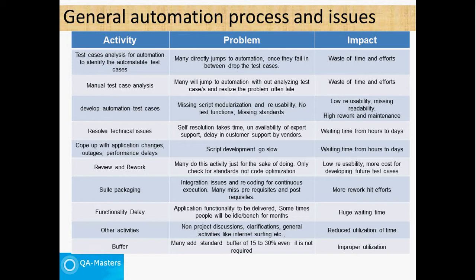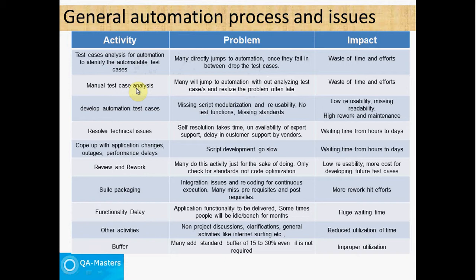Let us see different activities during automation script development. Assume 40 test cases are to be automated. In general, people identify 40 automatable test cases from a bigger pack, and also non-automatable test cases. This is a good practice, but many directly jump to the automation. Once they realize the problem, they drop the test case. This is a waste of time and efforts.